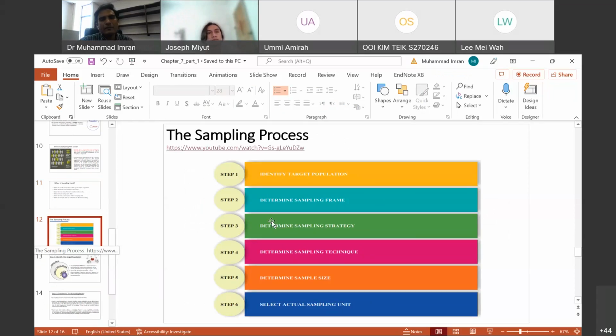And here, the sampling process: how to choose the sample, how to choose the groups among the whole population. There is one process. Okay, let's discuss the process one by one.